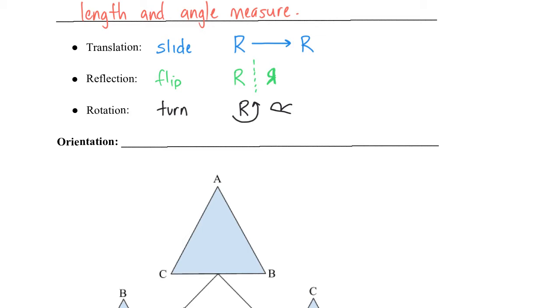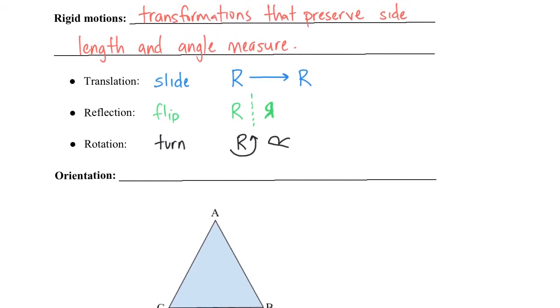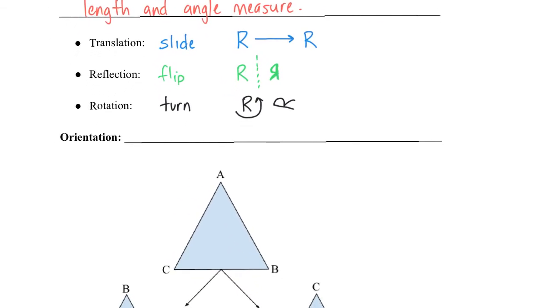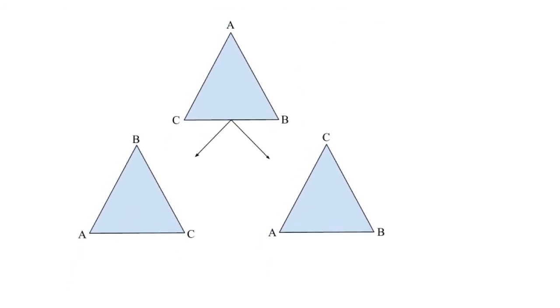Now, with rigid motions, we already talked about two properties. We talked about side length and we talked about angle measure. There is a third property that we need to talk about, and it's called orientation. Orientation is the order of the vertices. And we need to know, out of three rigid motions, only two of them preserve orientation. The other one doesn't. And we need to know what those are. So let's talk quickly about what orientation is, and then we're going to actually dive into rotations themselves.